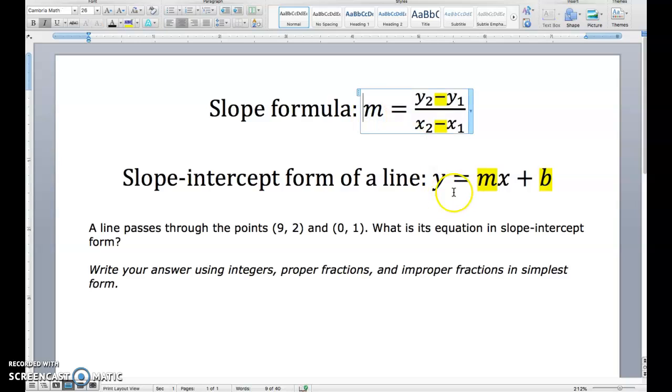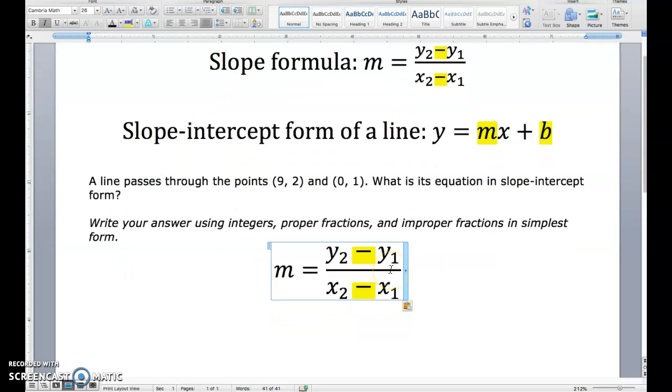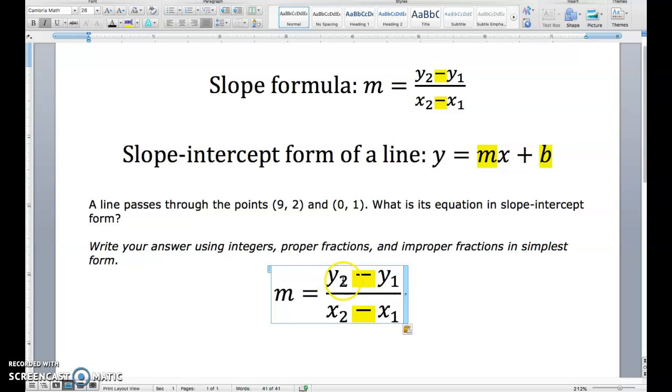All right, step one, I need to find a number for m, and then step two, I find a number for b. So m equals y2 minus y1 over x2 minus x1. We always keep this minus sign and this minus sign right here.